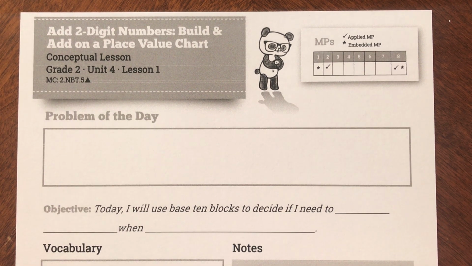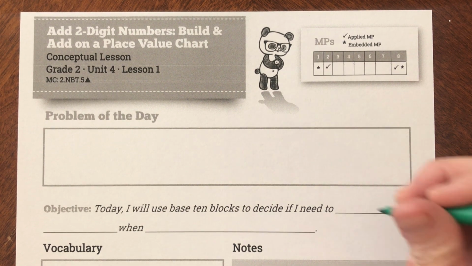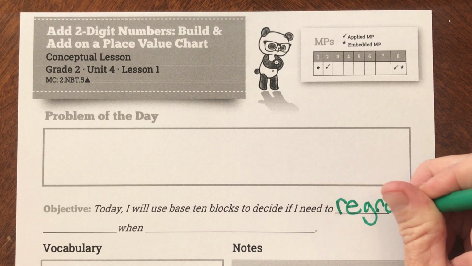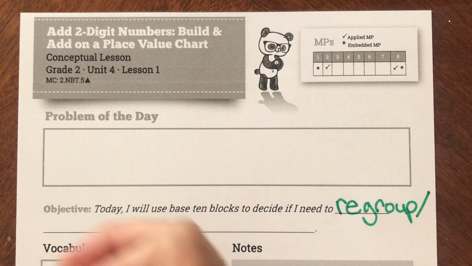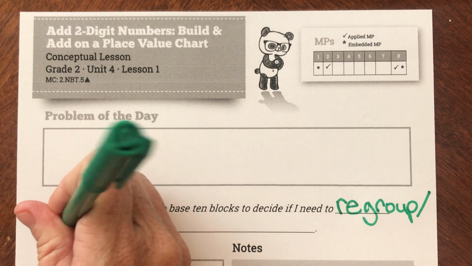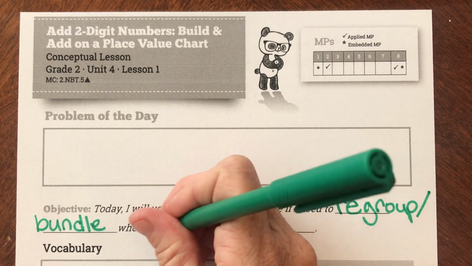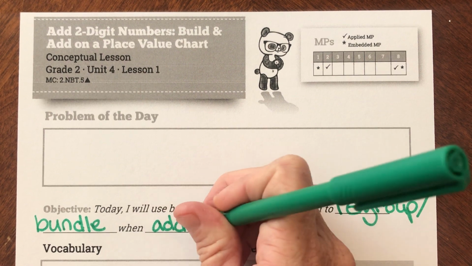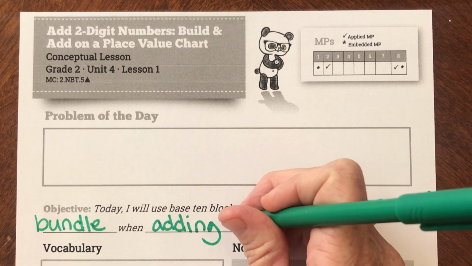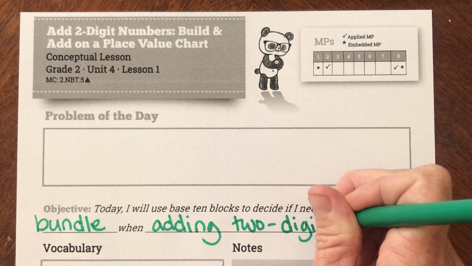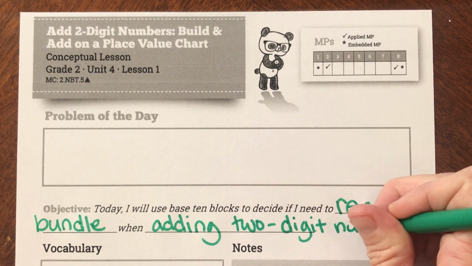Okay, our objective today says, today I will use base 10 blocks to decide if I need to regroup / bundle when adding two-digit numbers.